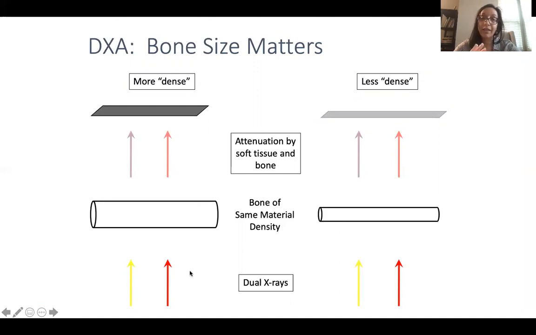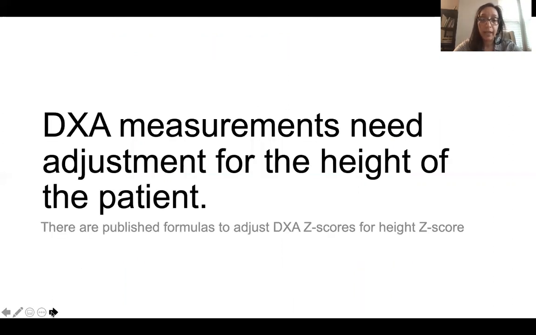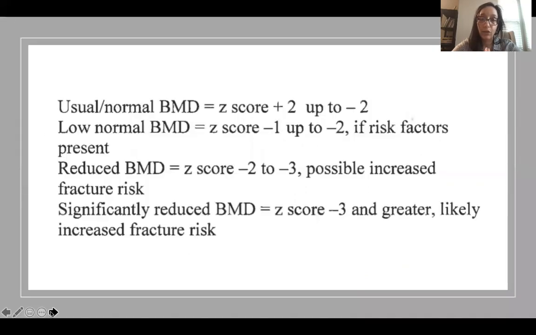And therefore, that is one of the main issues that we have with DEXA scans, is it can underestimate the bone density for smaller children. And luckily, we have equations to correct for that, and we can have those in the references. However, in short individuals, the DEXA scan measurements need to be adjusted for the height of the patient.